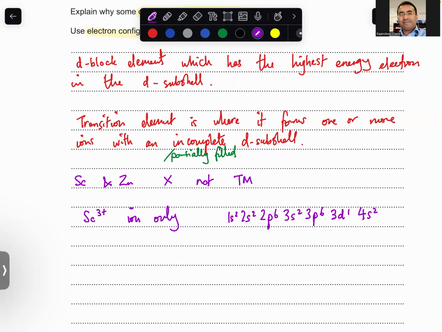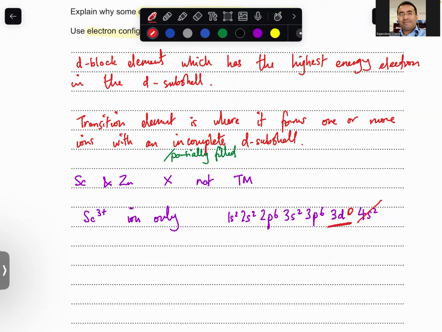Now, if we were to remove 3 electrons, we take 2 electrons from the 4s subshell, and that leaves 0 electrons in the D subshell. The D subshell is now empty. It is not a partially filled D subshell. It's completely empty, which makes scandium not a transition metal.